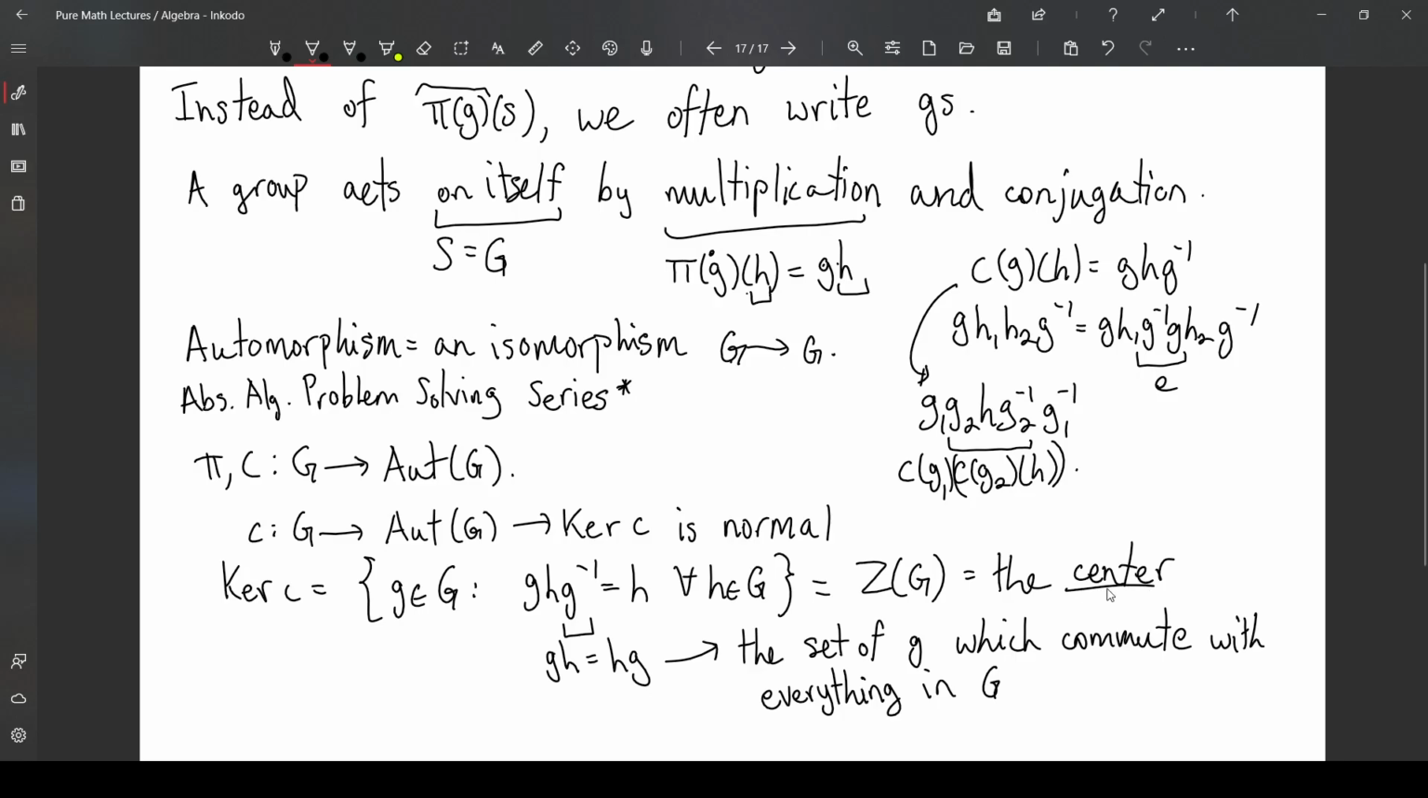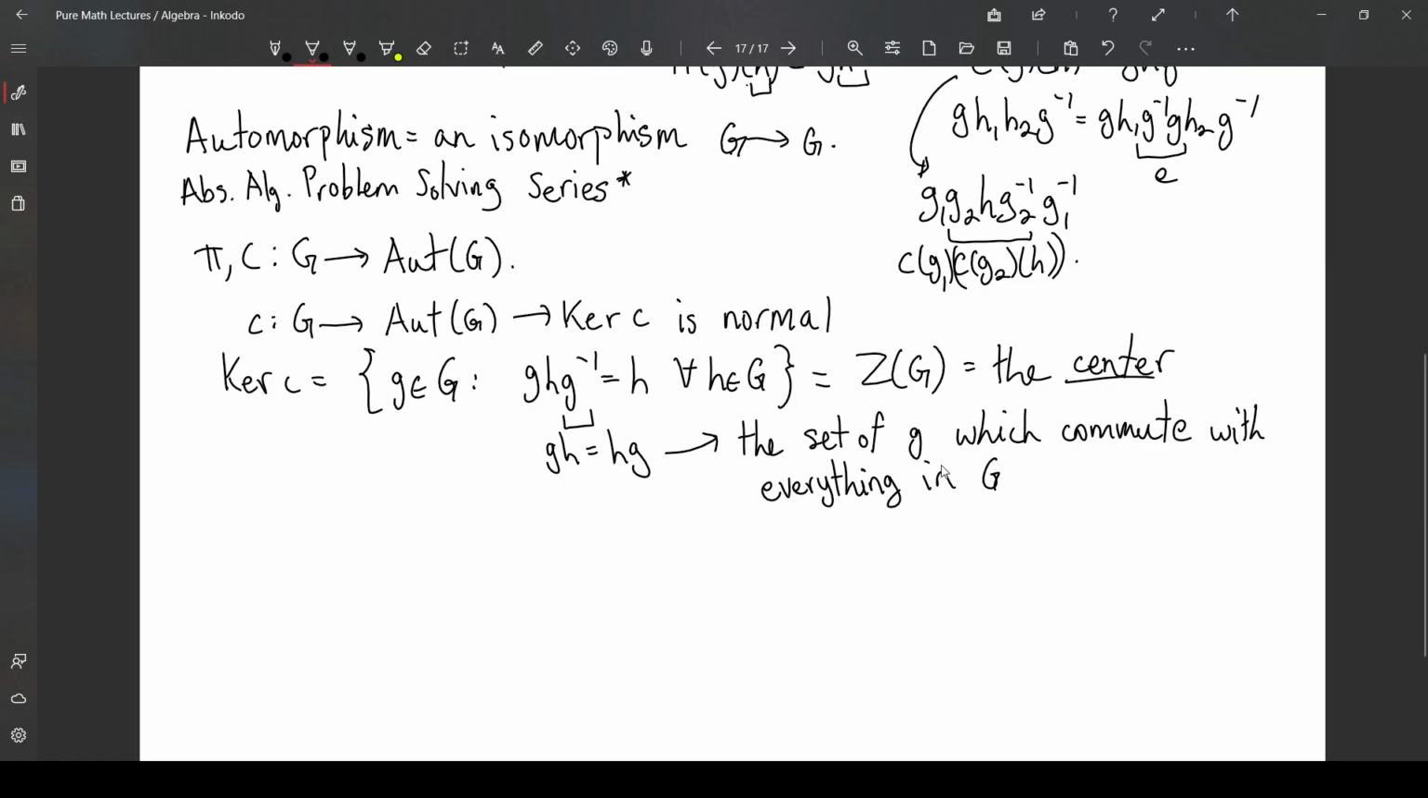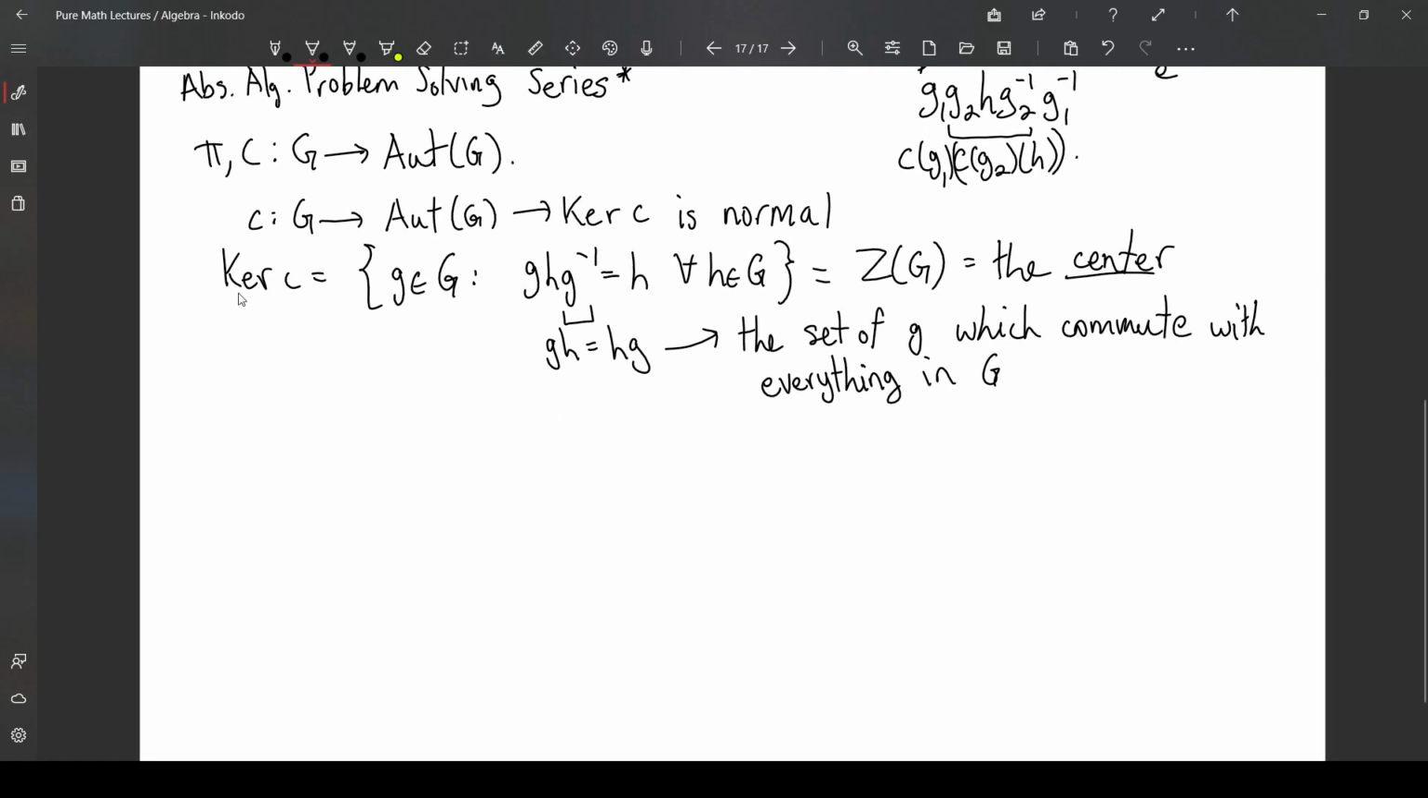And so we can see that since we've derived this as a kernel of a group homomorphism, the center is normal. It is also an abelian subgroup, right? Notice that if I take two elements in the center, by definition, they commute with everything, so they commute with each other. So any two elements in Z of G commute, so Z of G is an abelian subgroup.